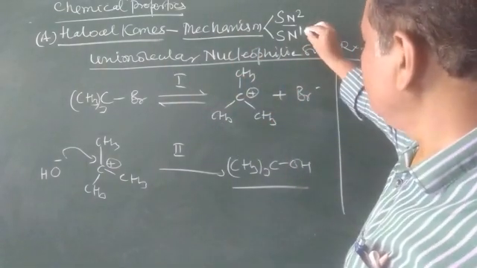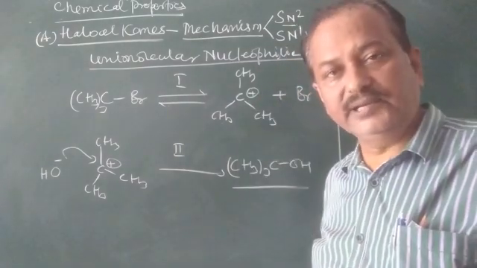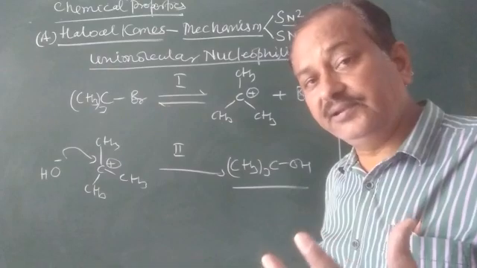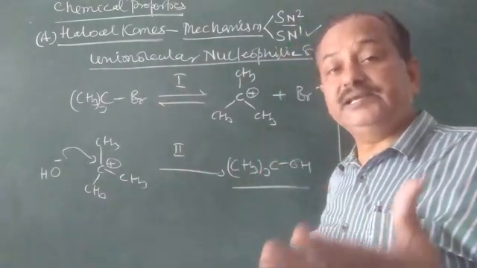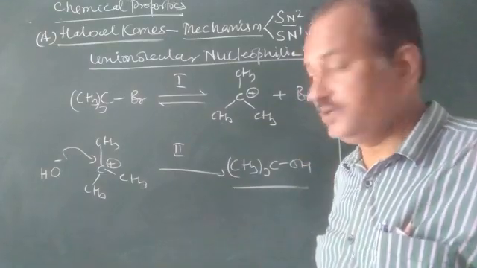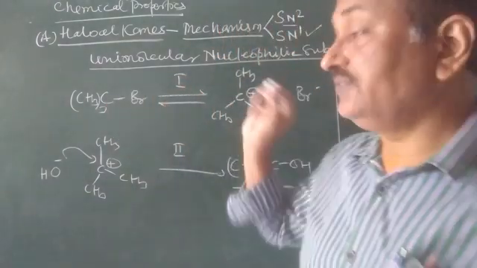Now I am going to explain another very important point, and it is unimolecular nucleophilic substitution reaction, and it is called SN1. So far you have seen the SN2 bimolecular. In bimolecular reactions, the chemical change takes place in one step together. But here, it takes place in two different steps.